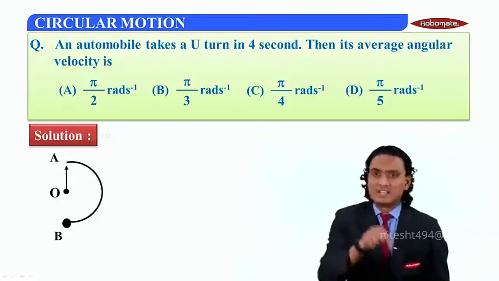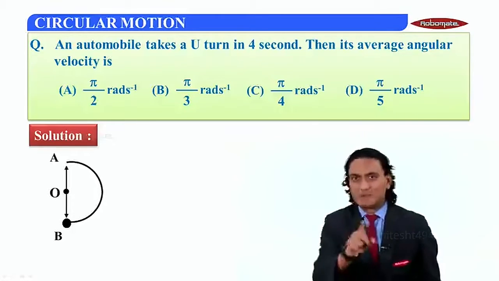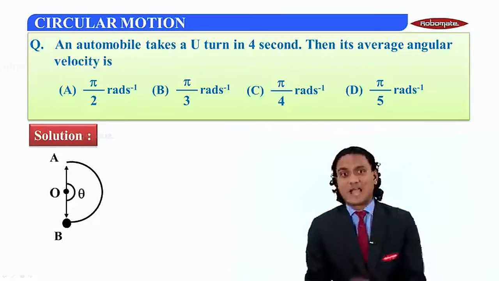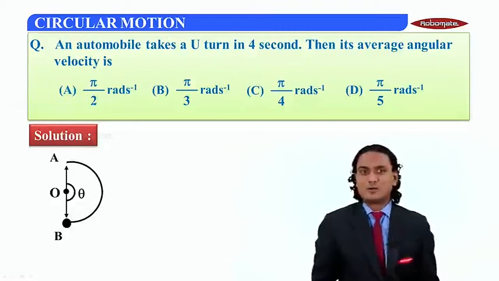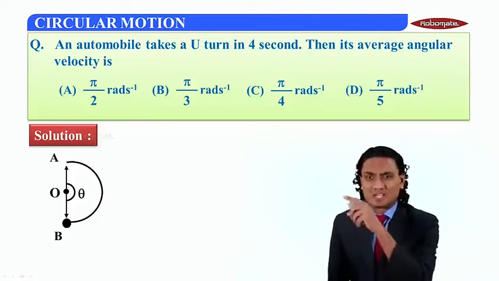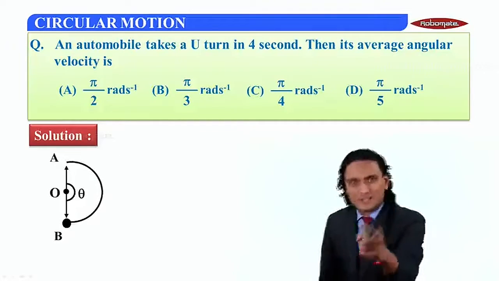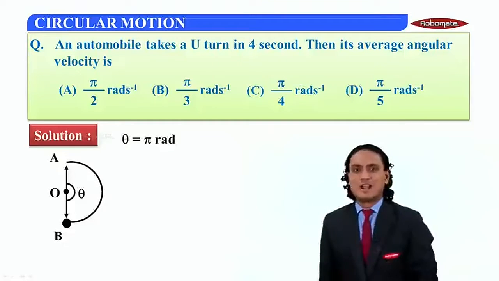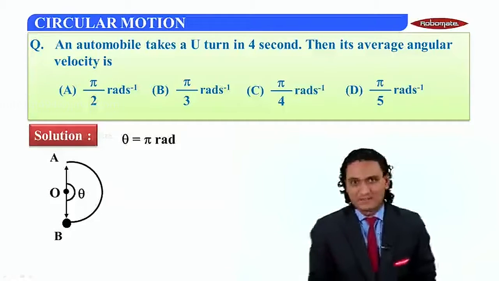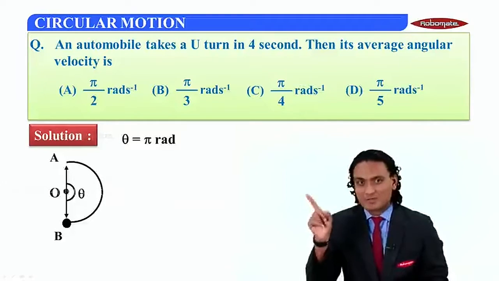OA is the initial radius vector. OB is the final radius vector. Now the radius vector has swept through an angle theta. What is the value of this theta? It is a semicircle, so theta is 180 degree. That is pi radian. So theta is pi radian. You see how much we have understood with the diagram.